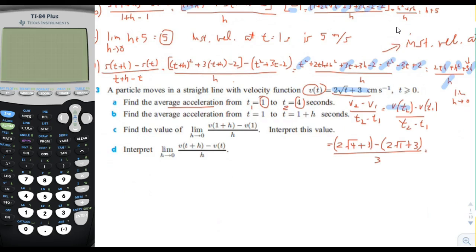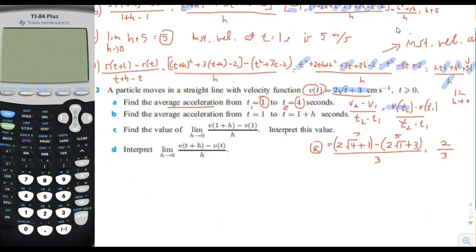And now we can simplify this. We'll have 2 square root of 4 is 2 times 2, which is 4, plus 3, which is 7. And then 2 times 1 is 2, plus 3 is 5. So 7 minus 5 is 2. And then 3 in the denominator, so 2/3. Okay, so this is the answer for A.